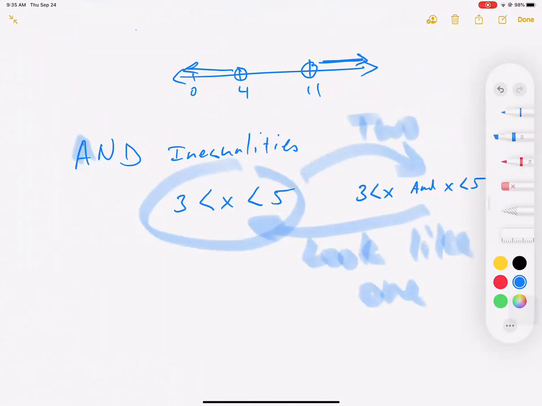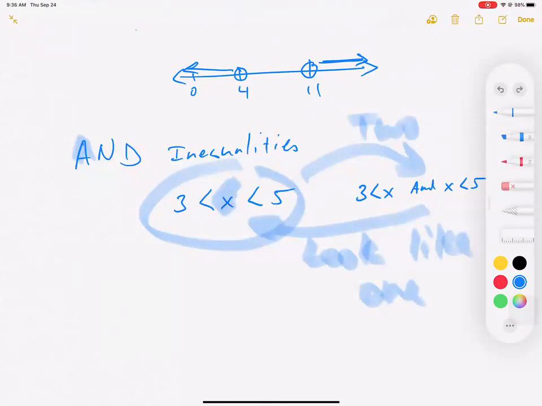Now, I want you to ask yourself, which one looks easier visually to understand what numbers work? Does the left one look easier, that x is stuck between 3 and 5? Or does the right one? I think the left one does, because you're literally stuck between two people, stuck between mom and dad, between 3 and 5. So we're going to work with this one here.